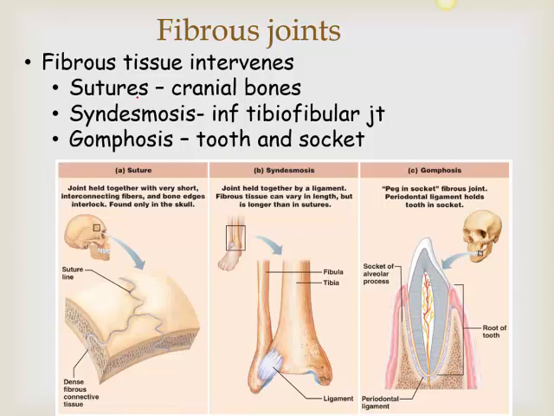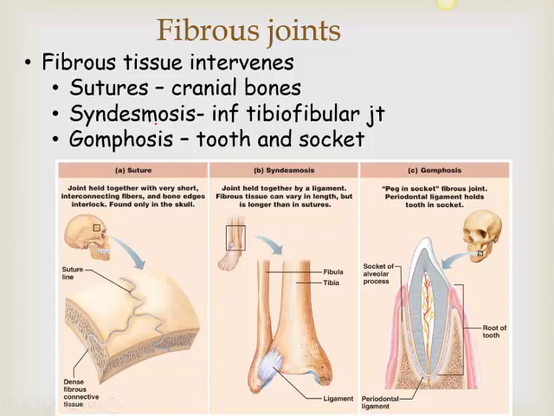A suture is seen in the skull, and here are three bones which are shown: 1, 2, and 3. In between them, this joint is called a fibrous joint because fibrous tissue intervenes between these bones and keeps the two bones together. Sutures are seen between cranial bones and between your facial bones as well.